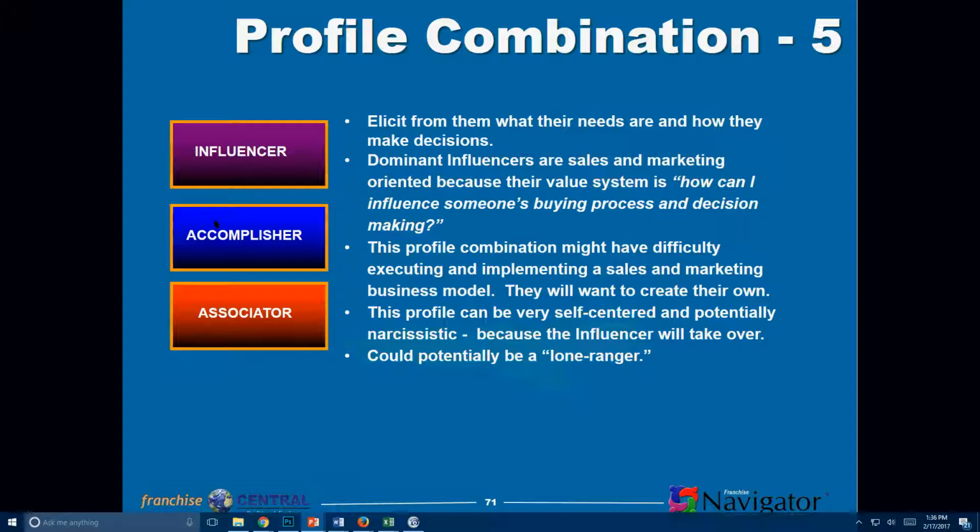This profile is going to have difficulty executing and implementing a sales and marketing business model because they're going to want to follow their own gut. They're going to want to follow their own rules instead of following somebody else's rules. So you have to be very careful and identify where in the continuum their scores are. Potentially very self-centered and potentially narcissistic, because the influencer is going to take over. So that's the four profiles.